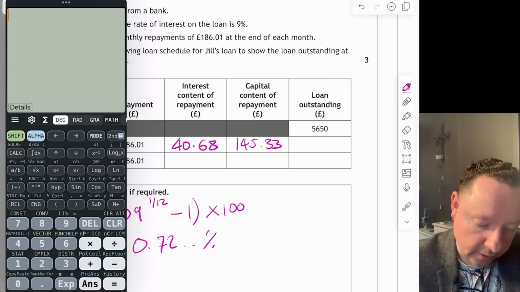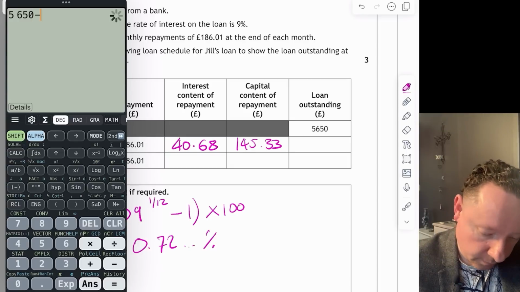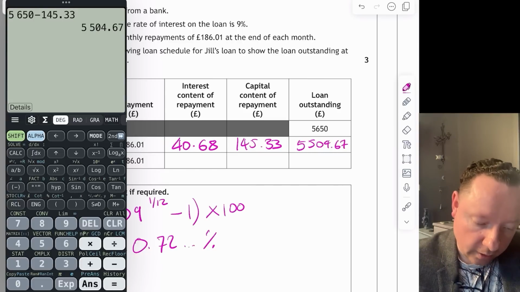And the loan outstanding is the previous loan outstanding minus the capital content, because interest doesn't go towards it. So that's 5504.67. And then we start again.